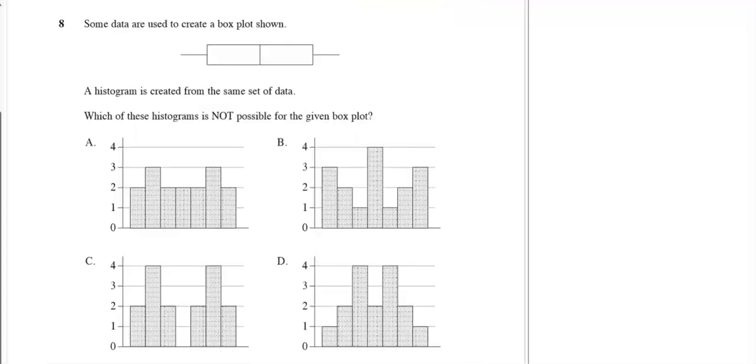Question 8. Some data are used to create a box plot shown. A histogram is created from the same set of data. Which of these histograms is not possible for the given box plot? Pause here to try yourself.